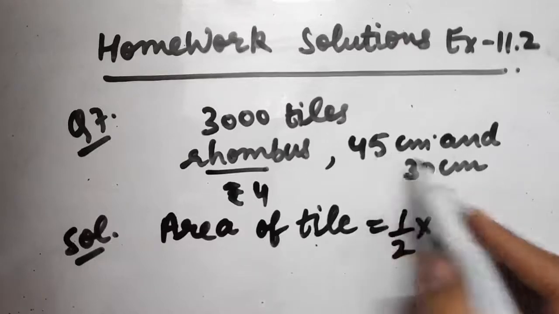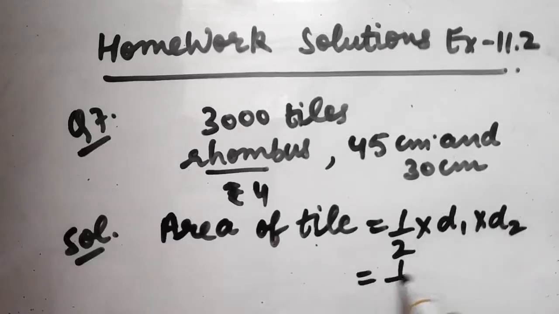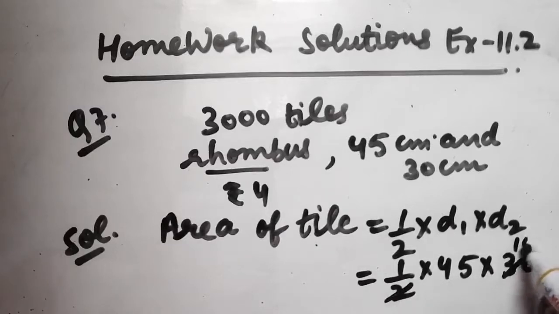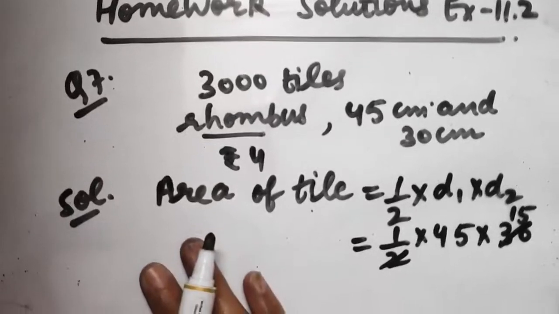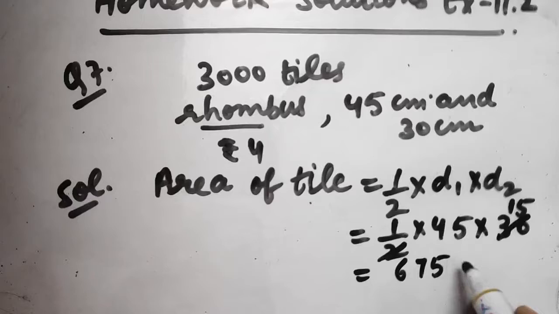That is, one of the diagonals, you can write here d1 into d2, product of its diagonals. So it will be half into 45 into 30. So you will be cancelling it with 2, and after multiplication of 45 into 15, you will be getting 675 centimeters square. This is the area of one tile.